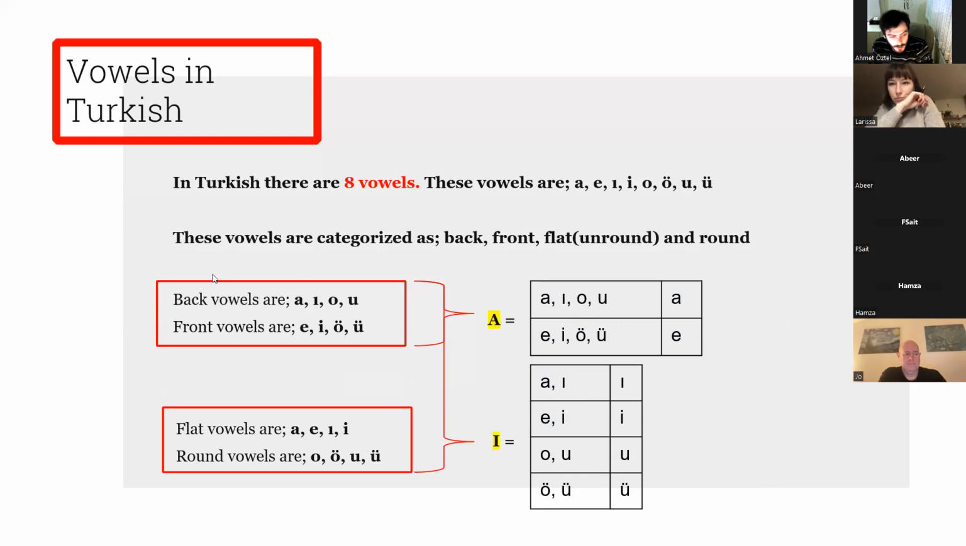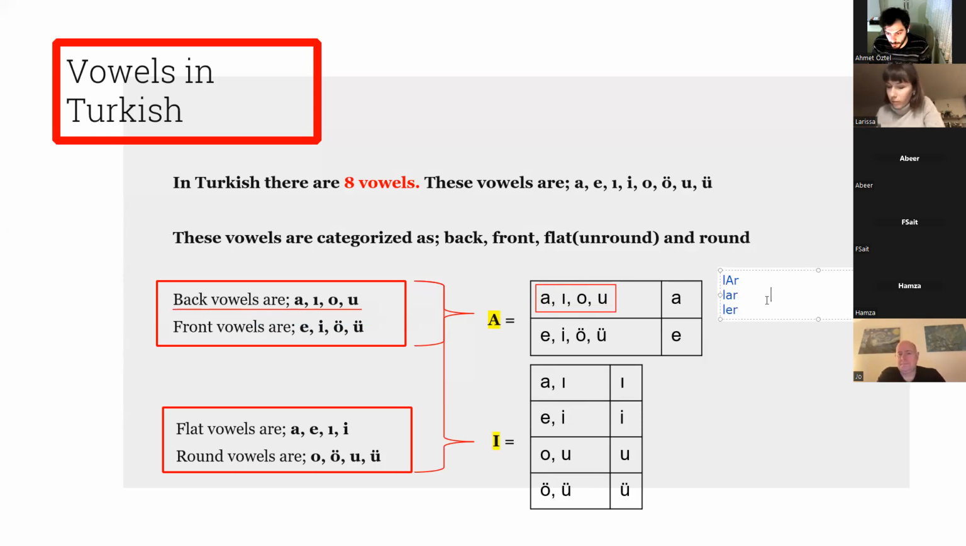The A-type vowel harmony has two options, and they are a and e. So if I have a word that ends with one of these vowels, a, ı, o, u, and in Turkish these are back vowels, my suffix basically takes a in it. The easiest example for this is the plural suffix. The plural suffix is always shown as -lAr with a capital A. So that means I have two options for this. I can either have -lar or -ler.